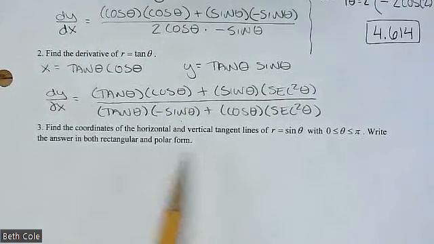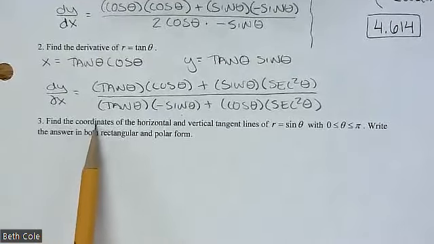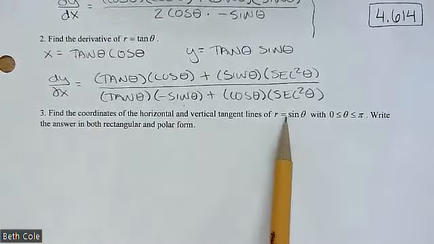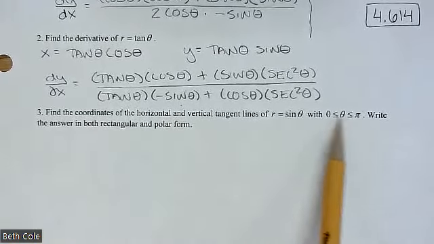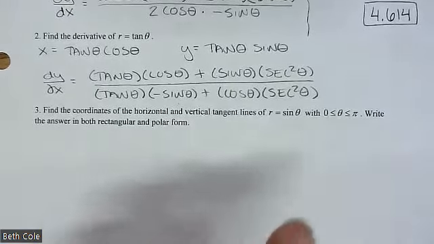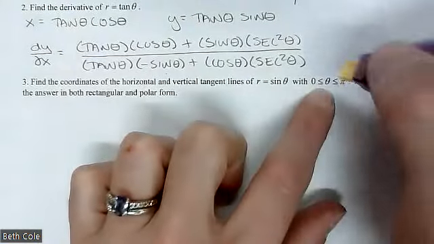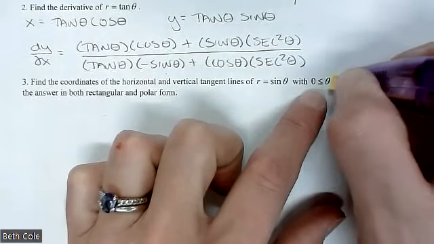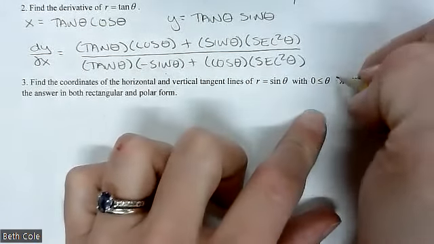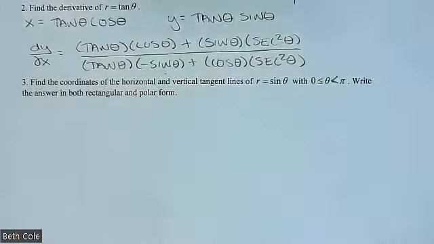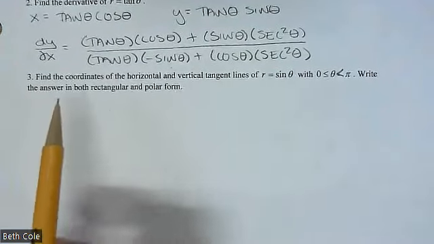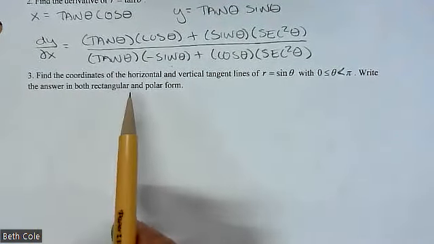So now I'm going to ask you about some horizontal and vertical tangent lines. Find the coordinates of the horizontal and vertical tangent lines of r equals sine theta. We're going to go from 0 to pi. I don't want to include pi though. Can we change that to just a less than and not a less than or equal to? I apologize. I don't want to include pi. We'll leave out pi. Now it says write the answer in both rectangular and polar.